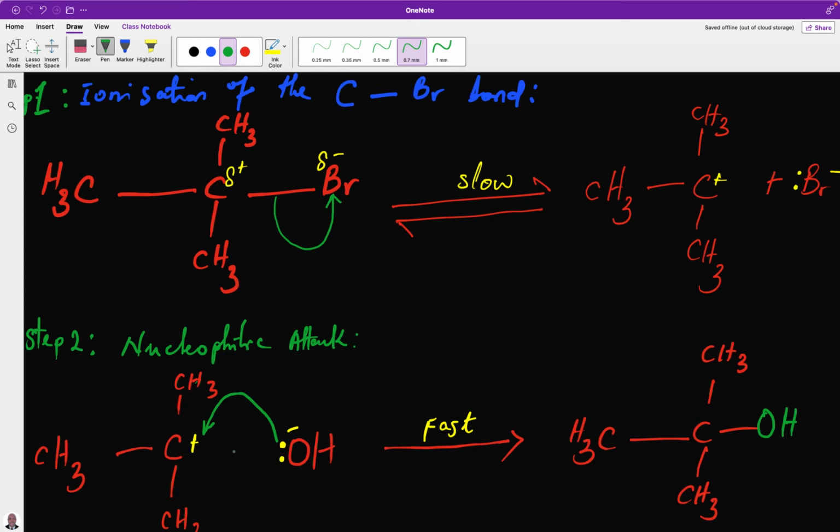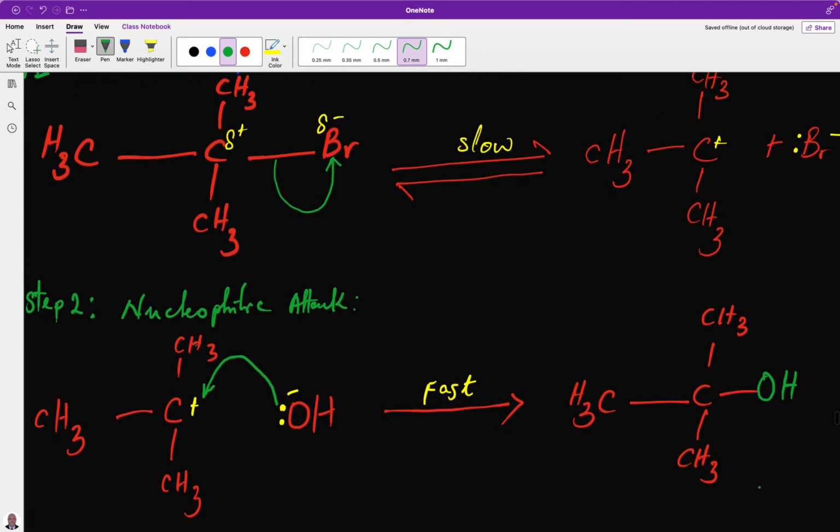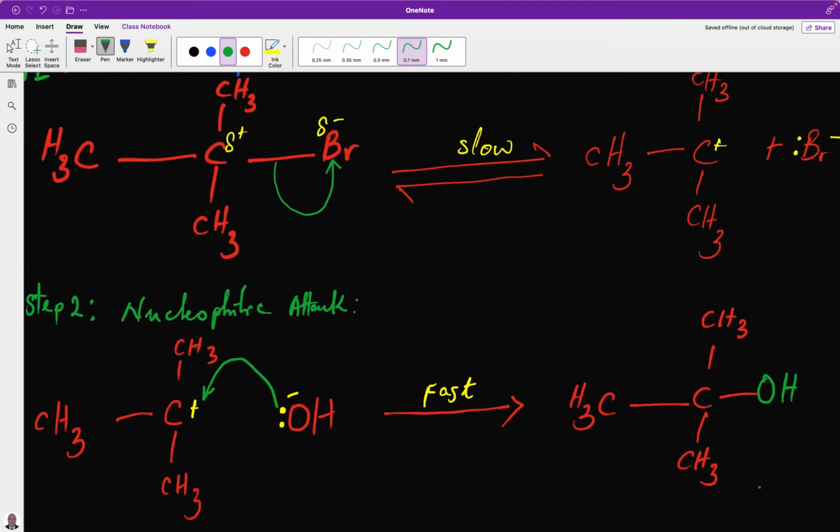Now, a new bond is established. And this reaction is very fast, to form an OH. And this results in an alcohol. And this alcohol is what? We have this is the first carbon, second carbon, and the third carbon.